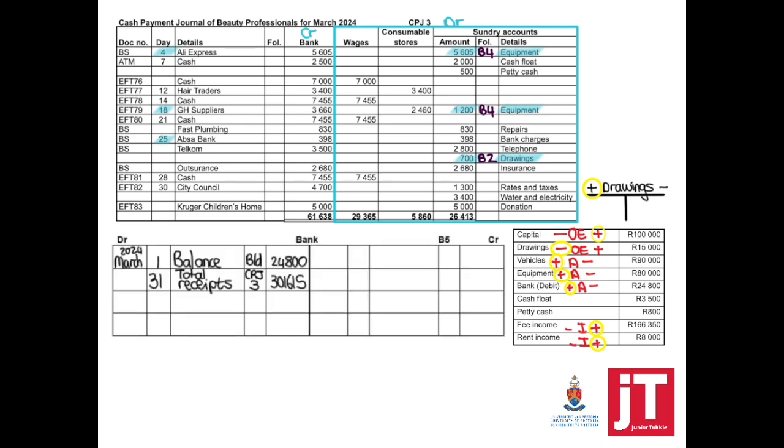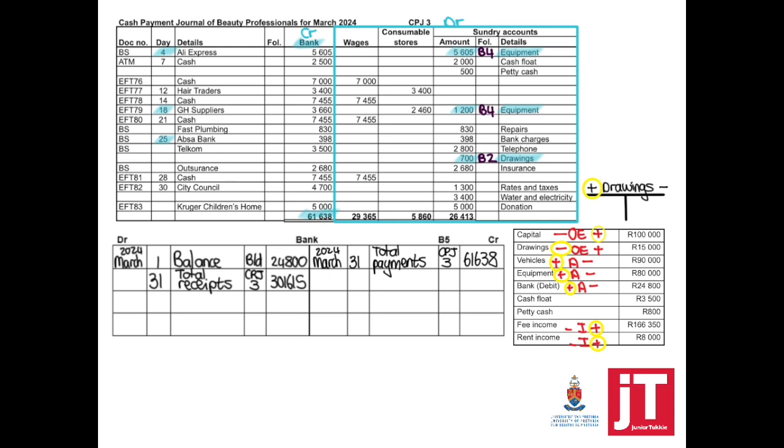Bank had a debit balance. We started with the balance brought down on the debit side, which means it's regarded as a current asset. From the cash receipts journal, we have posted our total receipts. From the cash payment journal, our total payments at the end of the month was 61,638.